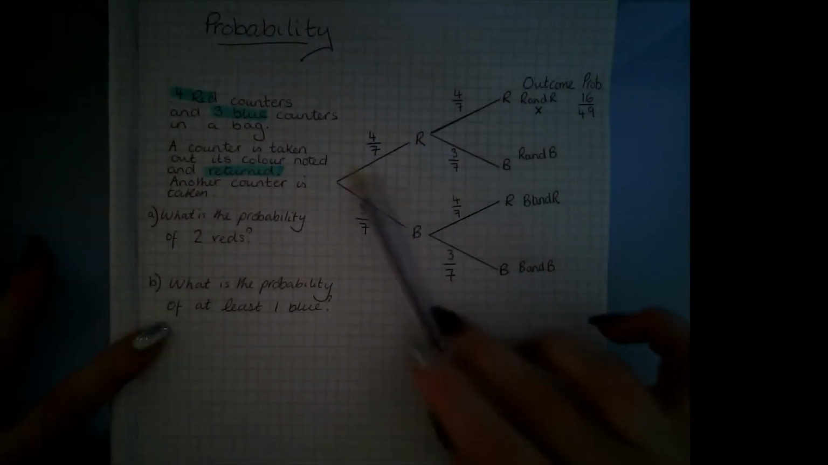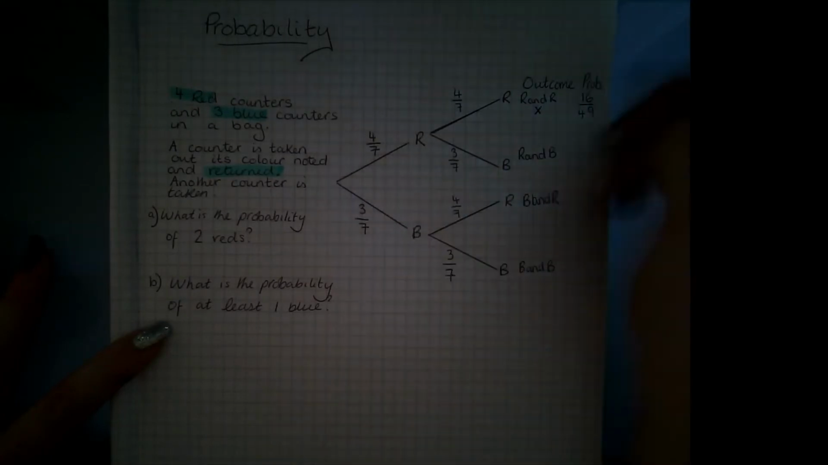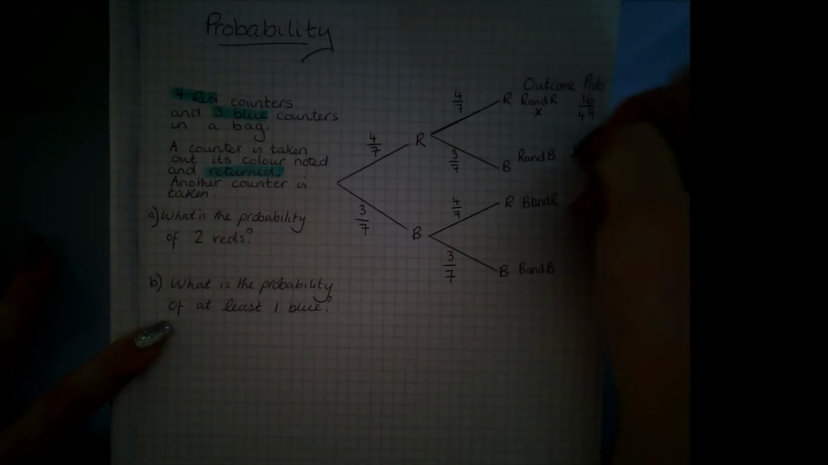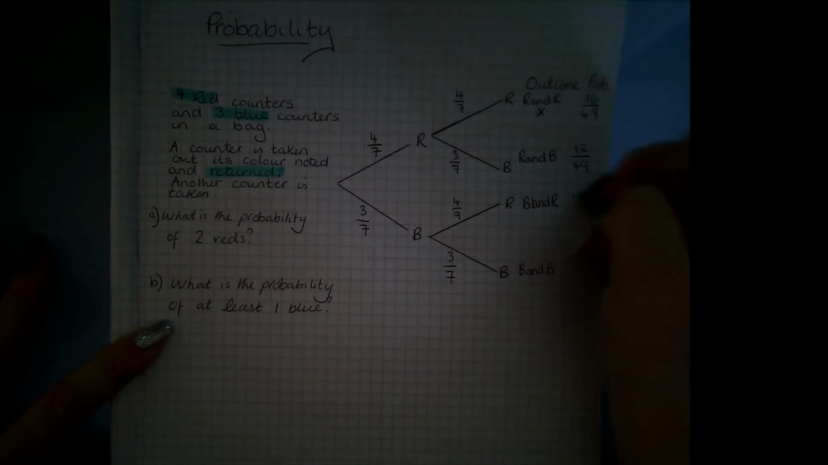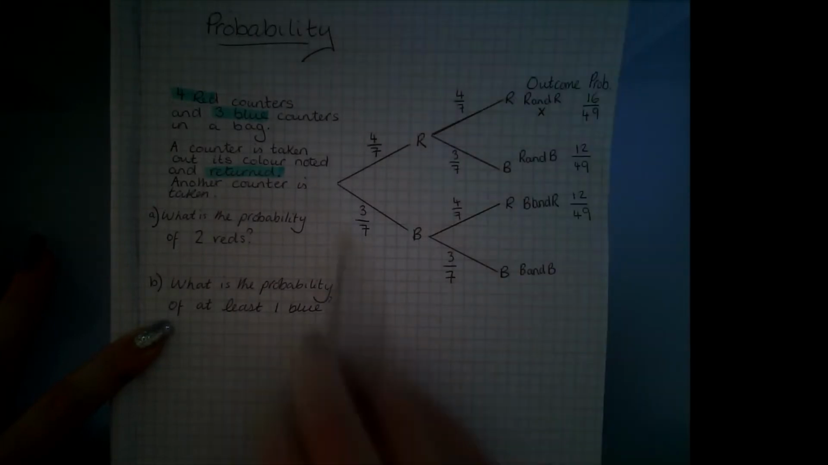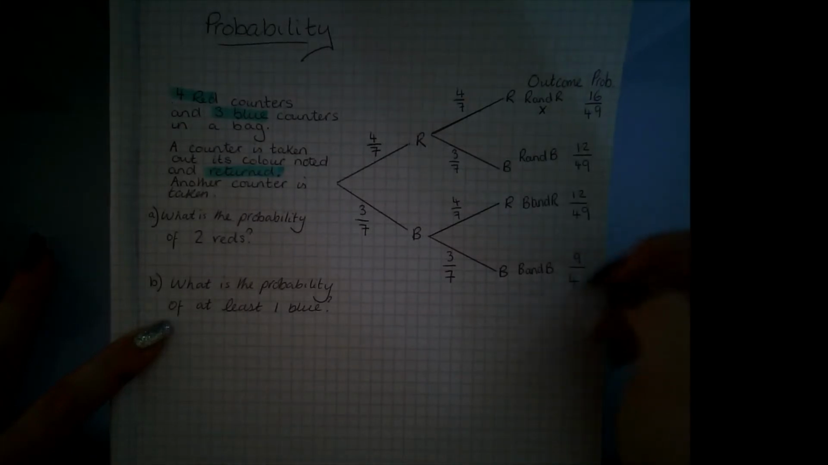Don't try and simplify it, number one, because you can't, and number two, you don't need to. Next, red and a blue, that's going to be 12 out of 49. And then for blue and red, we're going to get 12 out of 49. And finally, 9 out of 49.